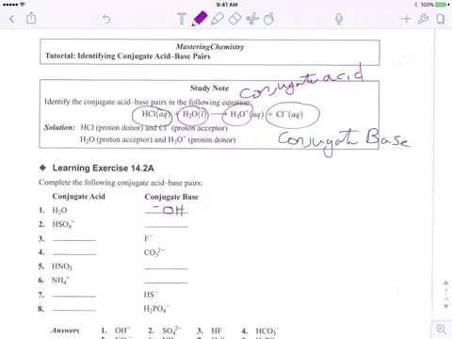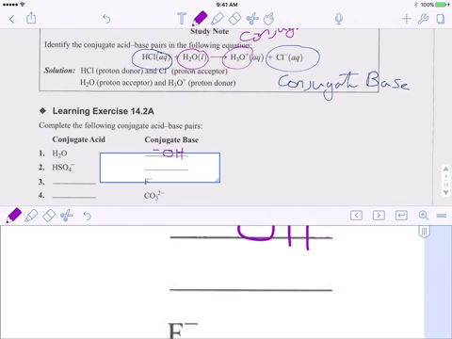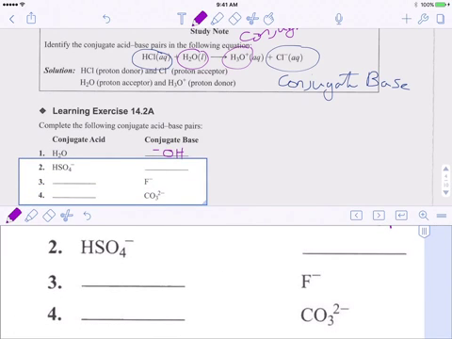Cool. If HSO4 minus loses a proton, we're still going to have that electron. We're going to lose this hydrogen. It's going to be donated, but we're going to keep the negative electron. So instead of -1, we're going to have a -2. So we'll have SO4 2 minus, or -2.